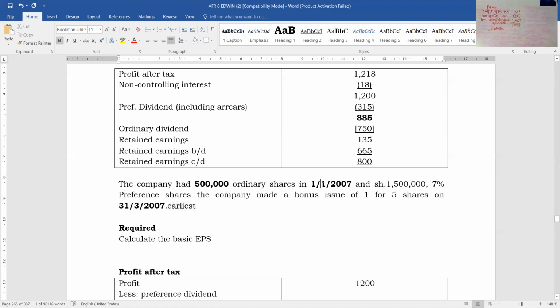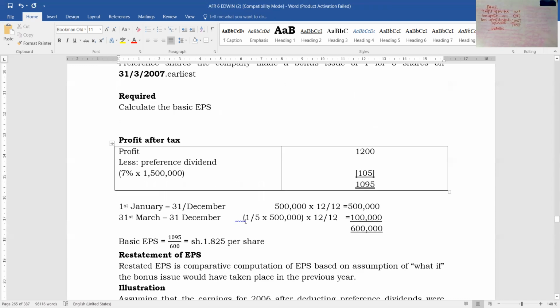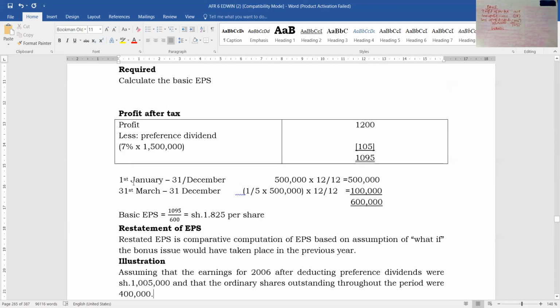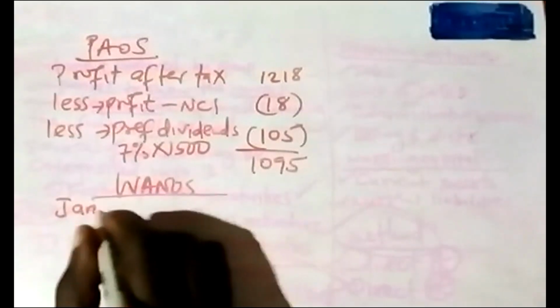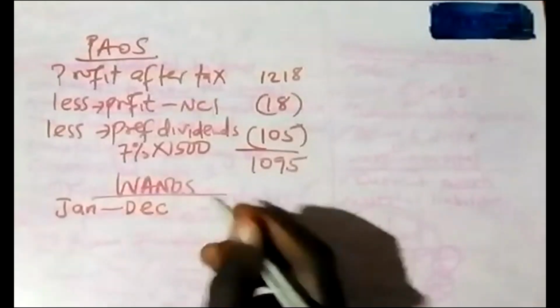Remember these shares through which the bonus was made were issued in January, so from that time the shareholders were entitled to dividends. So you don't consider from 31st March, but from January. That's what they did down there, you can see. There's the one which was there from January, which is okay. Then the bonus, you consider it again, so we can say there were the 500 from January to December.